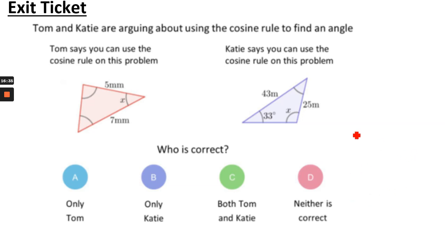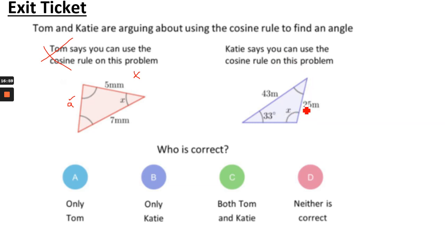Okay, so for this one, can we work out the answer? For this one, we can't. We've got 2 lengths, but we haven't got an angle. And for us to work out x, we would need another length here. So we would need to be given this length. So Tom is wrong.